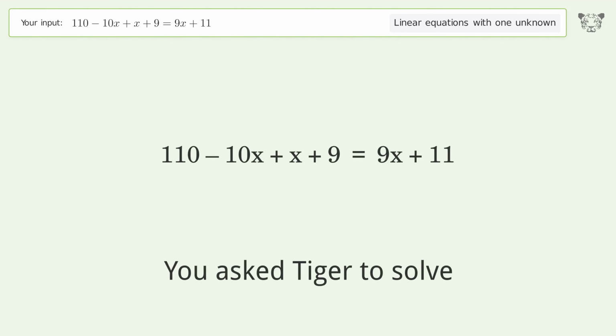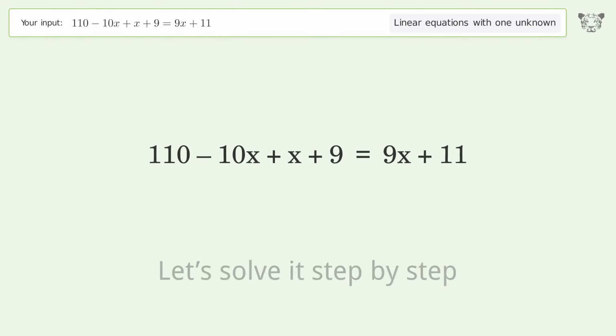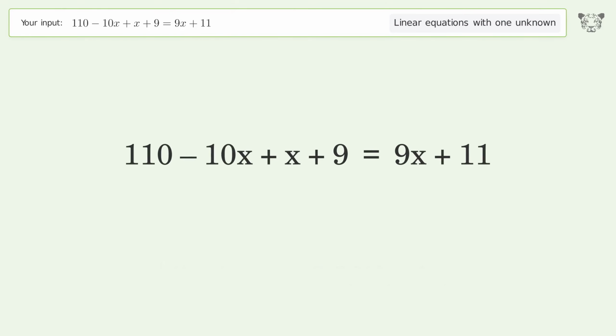You ask Tiger to solve. This deals with linear equations with one unknown. The final result is x equals 6. Let's solve it step by step. Simplify the expression. Group like terms.